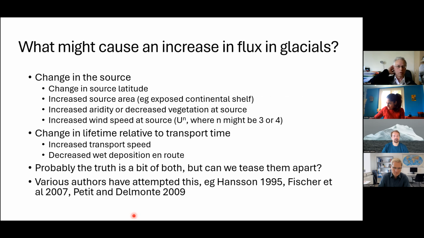So going back again to what might cause an increase in the flux in the glacial, as I said, it could be the change in the source, which could be the latitude, the source area, for instance, the continental shelf, aridity and vegetation and wind speed. It could be a change in lifetime relative to transport time, which could be change in transport speed or wet deposition.